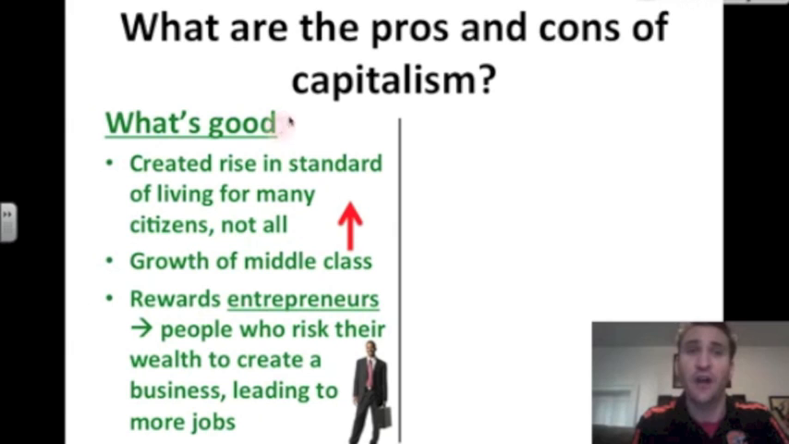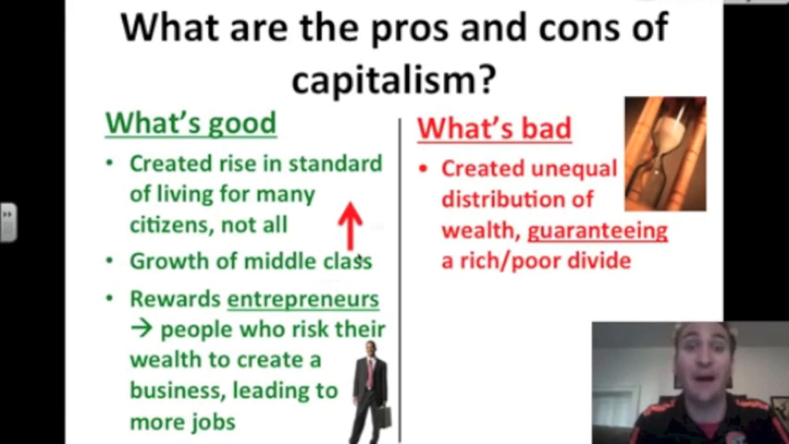What's good about capitalism is that it created a rise in standard of living for many citizens, not all. It provided growth for the middle class, the center social class. And capitalism also rewards entrepreneurs. These are people who risk their wealth to create a business which leads to more jobs. Speaking of jobs, Steve Jobs, the former CEO of Apple, he's an example of an entrepreneur, a businessman who takes a risk. What's bad about capitalism?